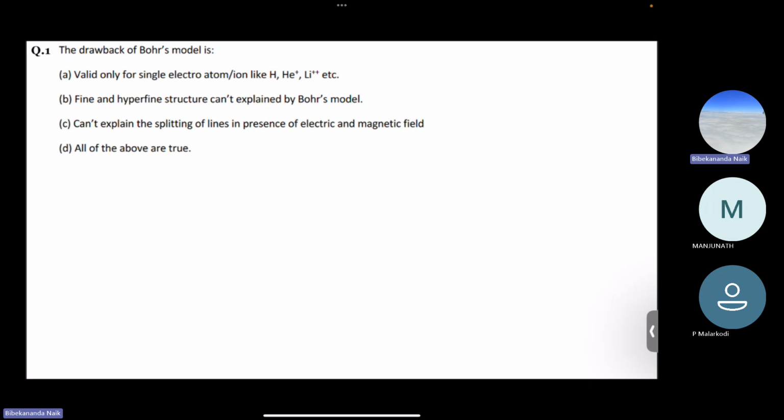The question says the drawback of Bohr's model is: option A, it was valid only for single electron atoms or ions like H, helium positive and lithium double positive, etc. Option B, fine and hyperfine structure can be explained by Bohr's model. Option C, it can't explain the splitting of lines in presence of electric and magnetic field. And option D, all of the above are true. So can anyone tell me what will be the correct option?